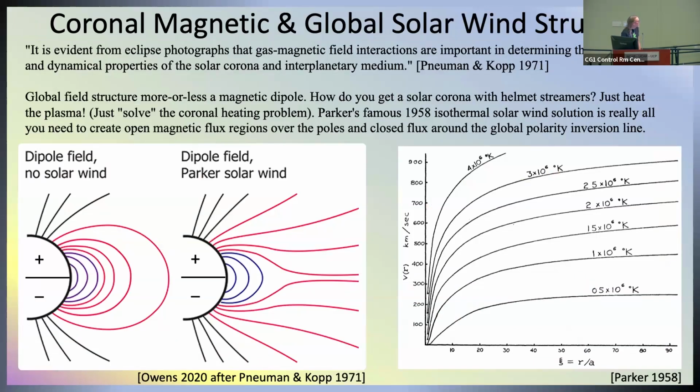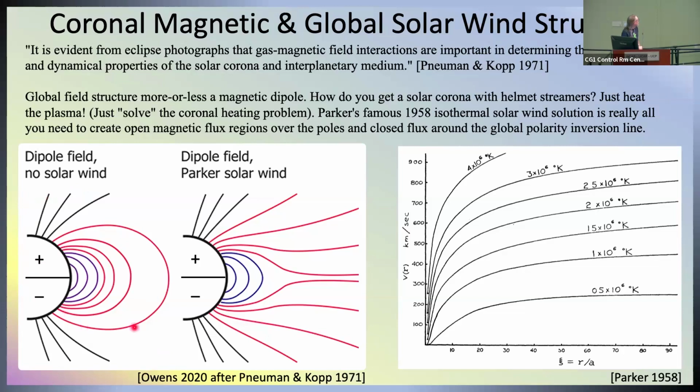So this is the basic picture of the solar wind in the minimum configuration. If there was no solar wind and you just had the magnetic field of the sun, it would look like this. It would just be a dipole. And that's our fundamental unit, the fundamental structure of magnetic field.